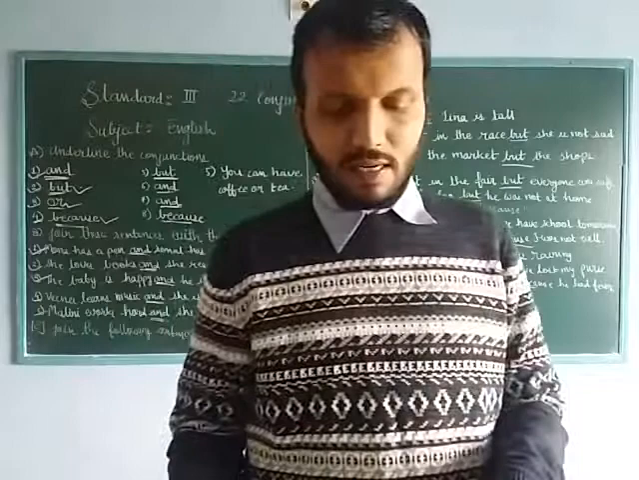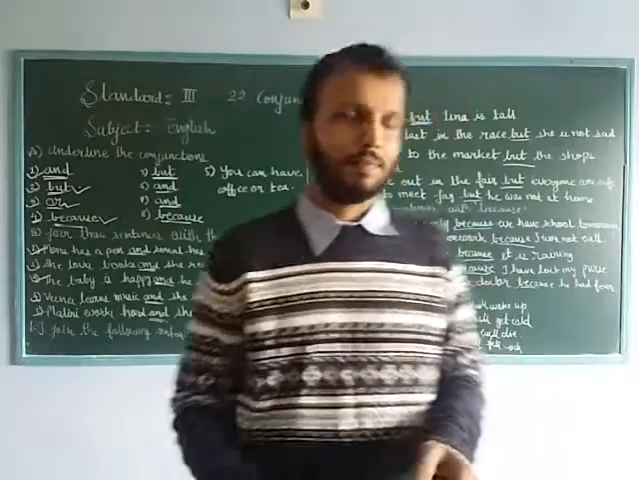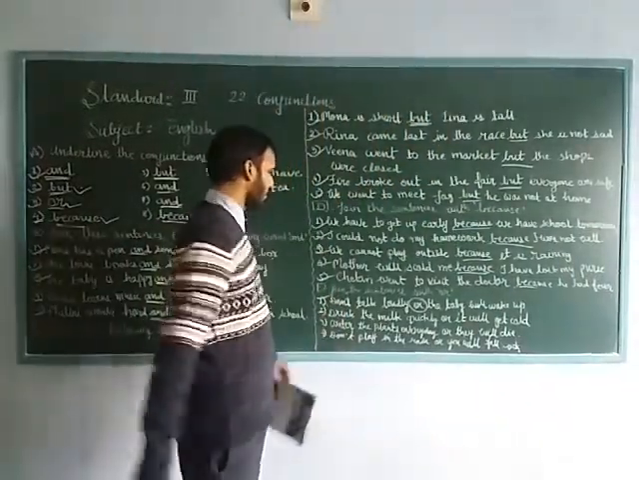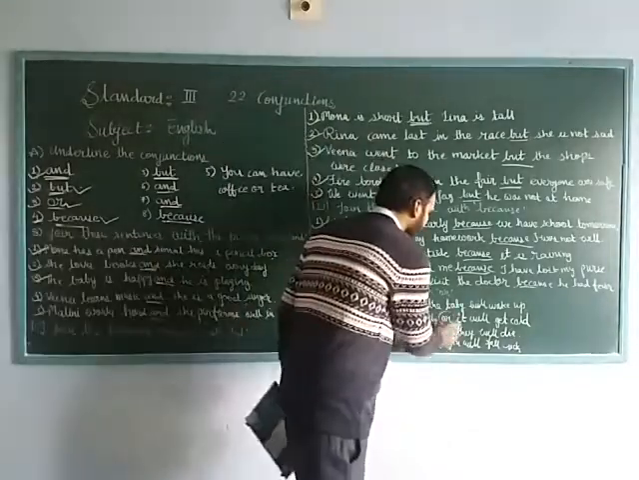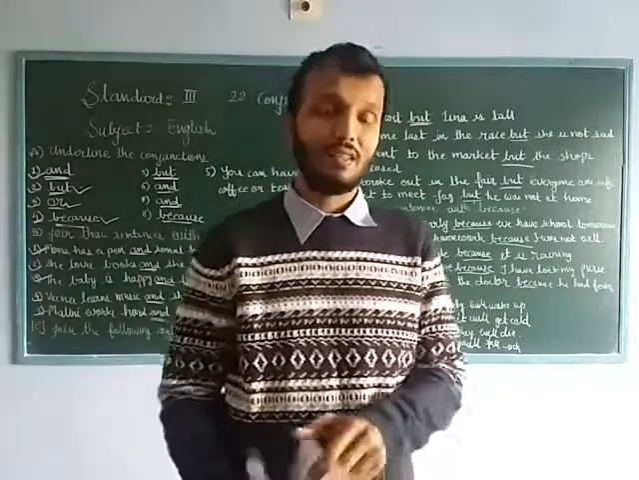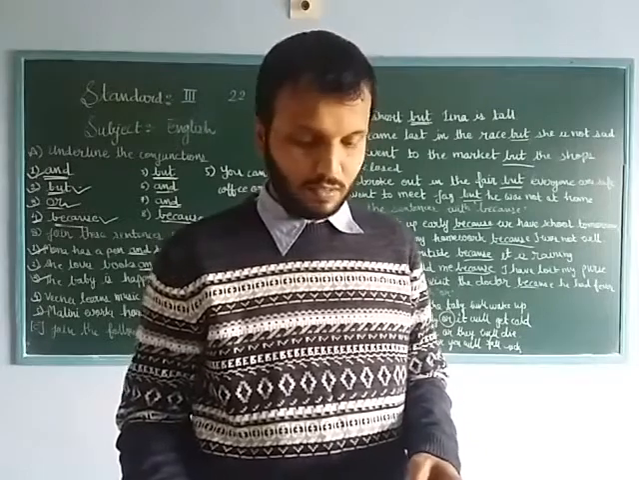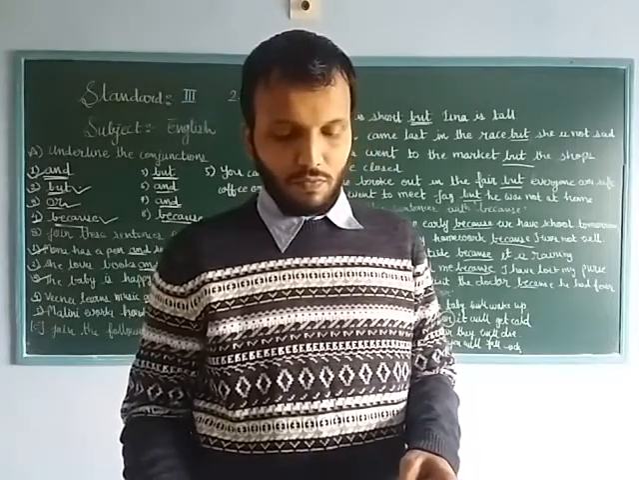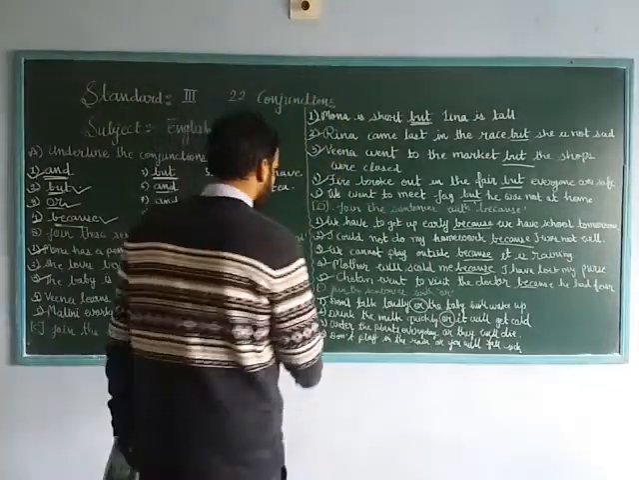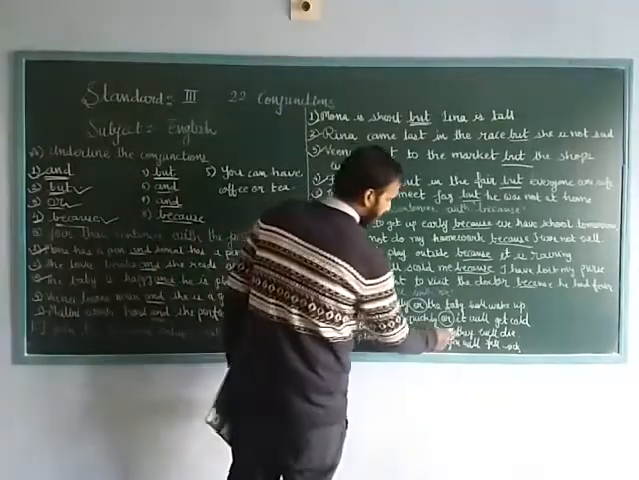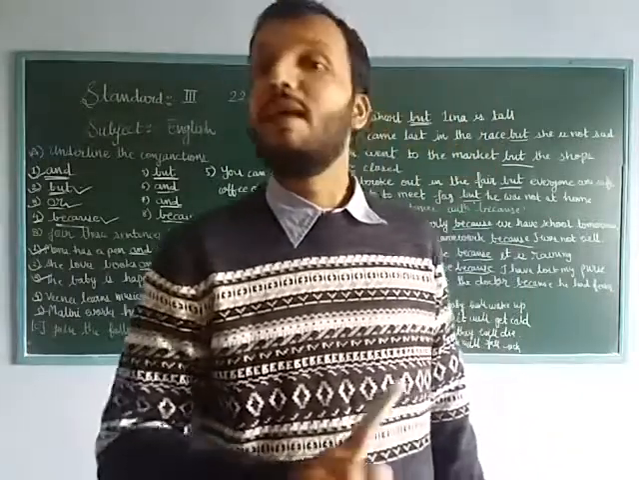Second sentence, drink the milk quickly. It will get cold. So how can we join this? Drink the milk quickly or it will get cold. Third number, water the plants every day, they will die. So here I will join, water the plants every day or they will die.